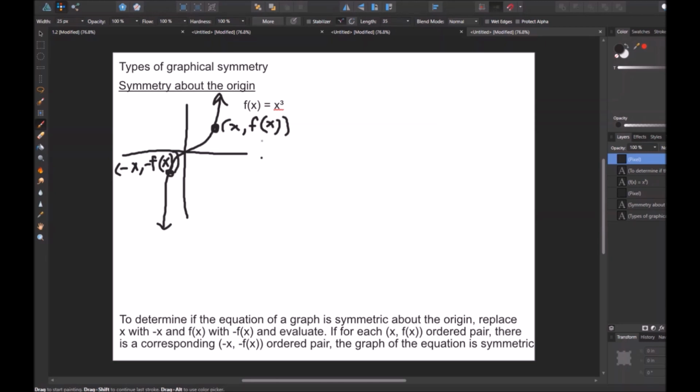So if we're trying to prove if something has symmetry about the origin, we plug in a negative x and a negative y and evaluate the equation, and if it's the same, then we know that it's symmetric about the origin. So for example, y equals x cubed. If we plug in negative y equals negative x cubed, we get negative y equals negative x cubed. That's just what it would be.